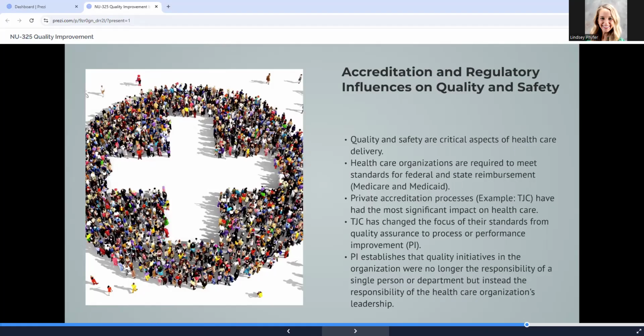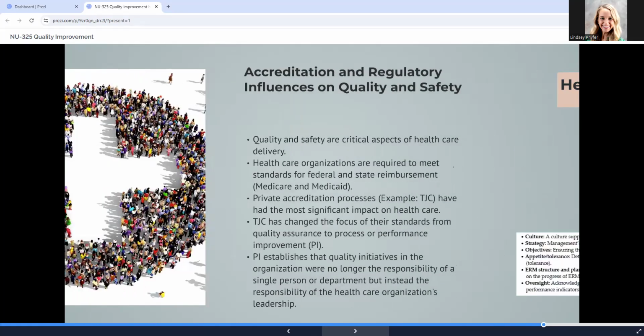The Joint Commission has changed the focus of their standards from quality assurance to process or performance improvement, or you may see that abbreviated as PI. And performance improvement establishes that quality initiatives in the organization are no longer the responsibility of a single person or department, but instead the responsibility of the healthcare organization's leadership, which again is why having an effective leader in place is so important when it comes to the healthcare industry.